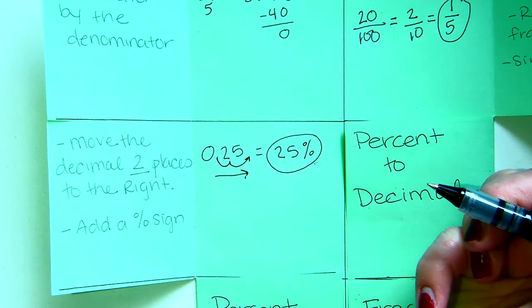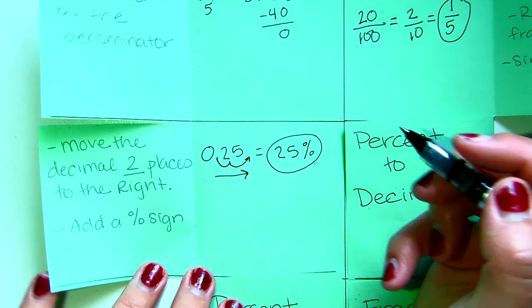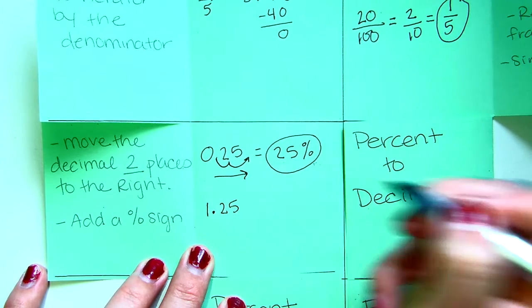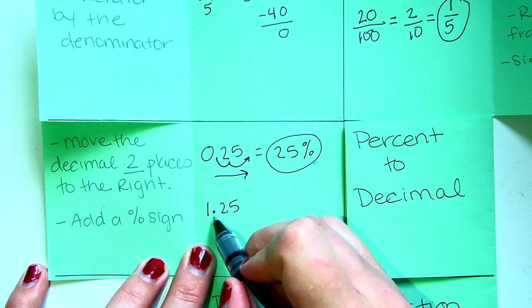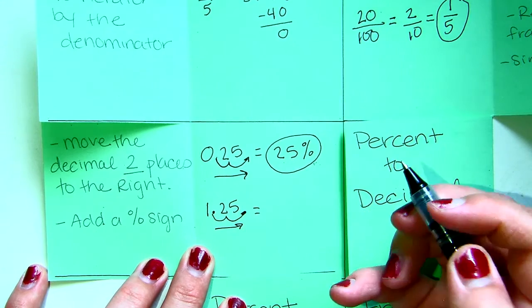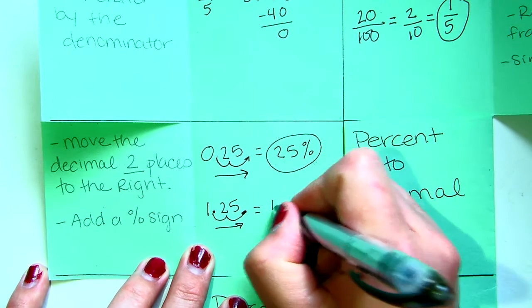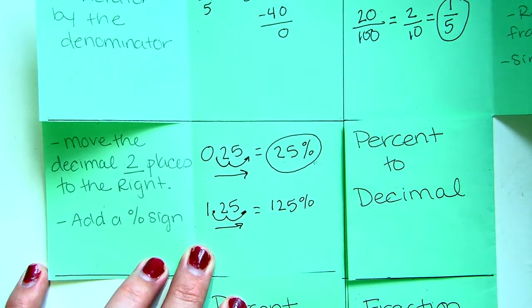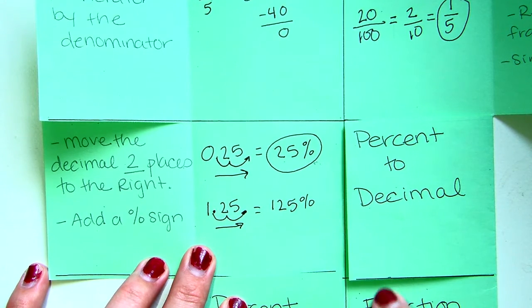Now, if I had, say, 1.25, this would, once again, move 2 places to the right. But now, instead of 1.25, I have 125%. All right. Now, the opposite of that is percents to decimals.